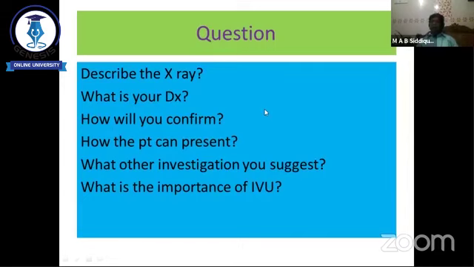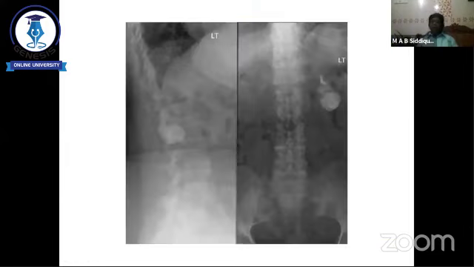So how will you confirm whether it is a renal stone? You confirm this way: you do an ultrasound. Ultrasound can differentiate whether it is a renal stone or gallstone. As ultrasound is very available nowadays. But another way, if you have no ultrasound facility, you can do another X-ray, a lateral view.